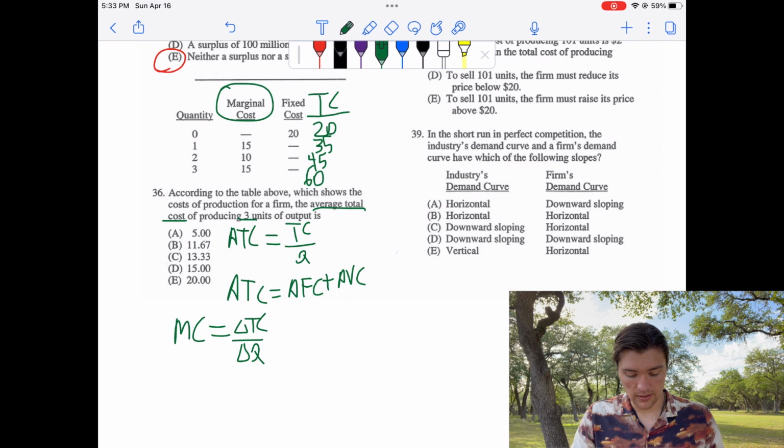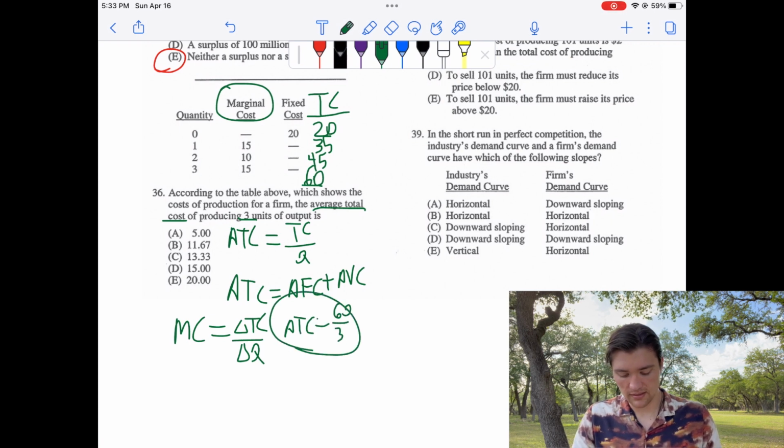So what's your average total cost of 3 units? Well, your total cost is 60. So that would be 60 divided by 3. So that would be 20.